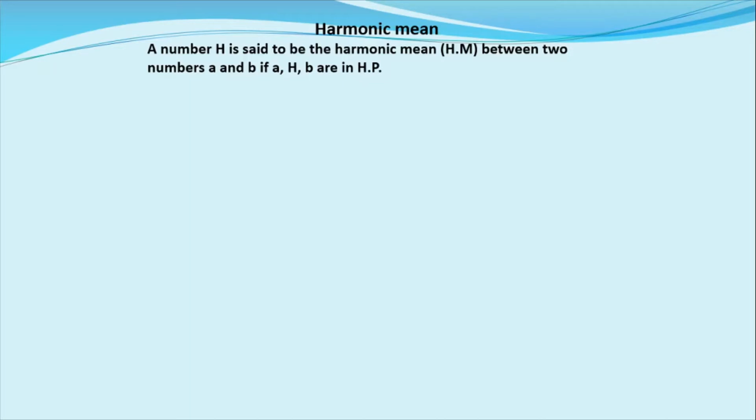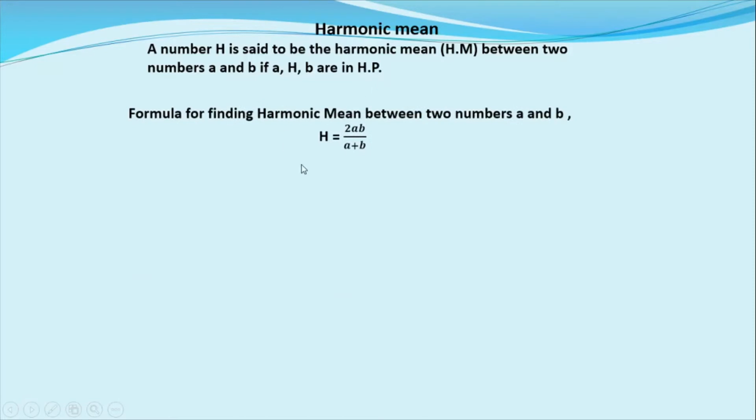A number h is said to be the harmonic mean between two numbers a and b if a, h and b are in harmonic progression, either harmonic sequence. So what does it mean? If we are given two numbers a and b, then a number h will be called harmonic mean if these three numbers make a harmonic sequence, harmonic progression.